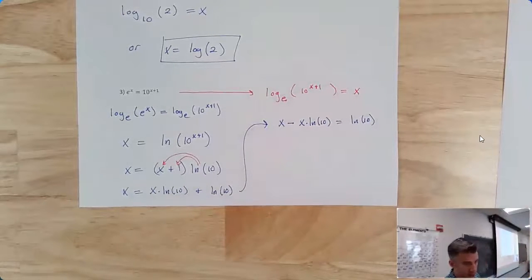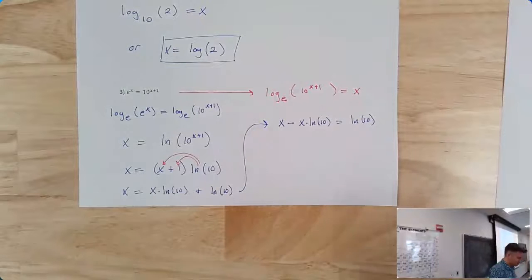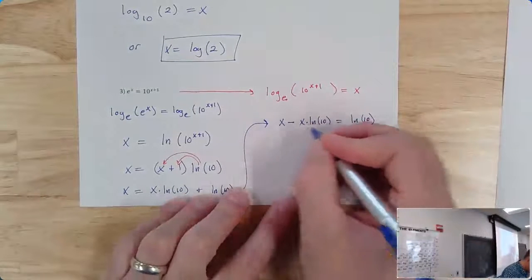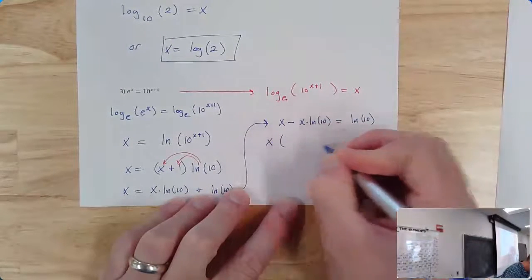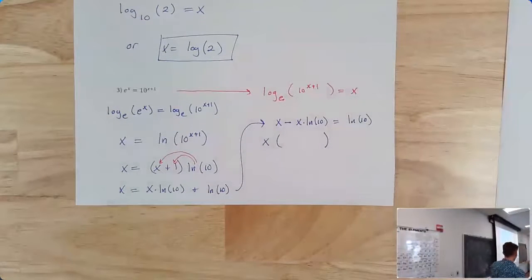Now, be careful here. X minus x natural log of 10, the x's don't cancel out. It'd be kind of like saying x minus 3x and the x's cancel out. You would have negative 2x there. Same kind of deal here. Instead of canceling them out, we're going to make the better choice and we're going to factor out an x or divide out an x.